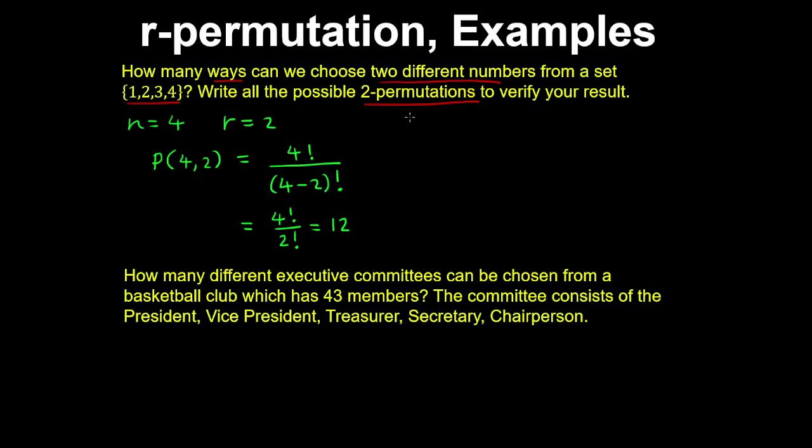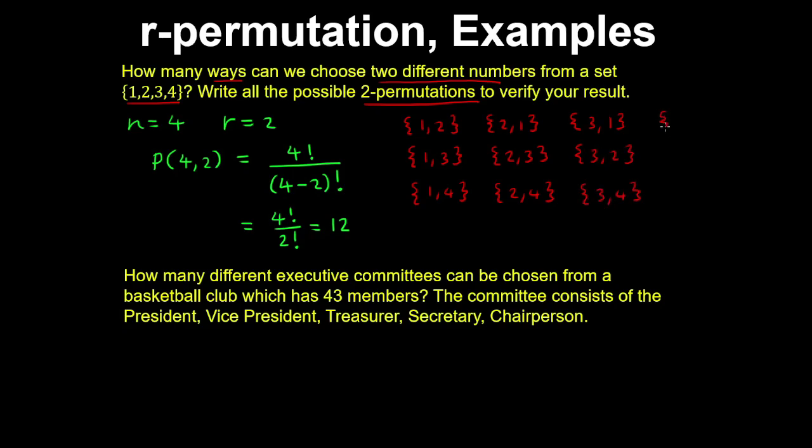So from this set, we can have 1, 2, 1, 3, 1, 4, and 2, 1, 2, 3, and 2, 4. And the same goes for 3. And finally, for 4. So we have 12 two permutations, being the number of ways we can arrange two distinct numbers chosen from this set of four numbers.